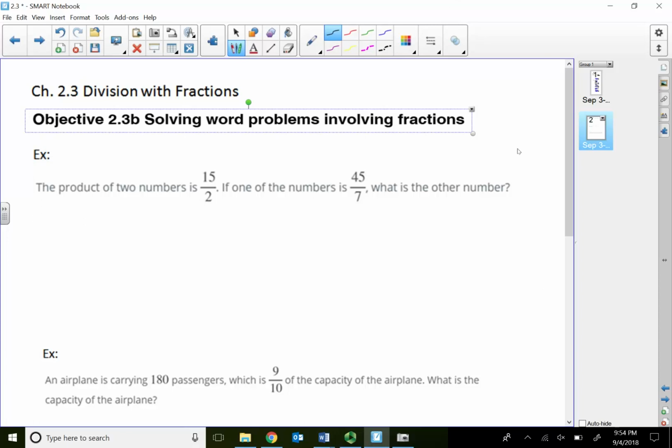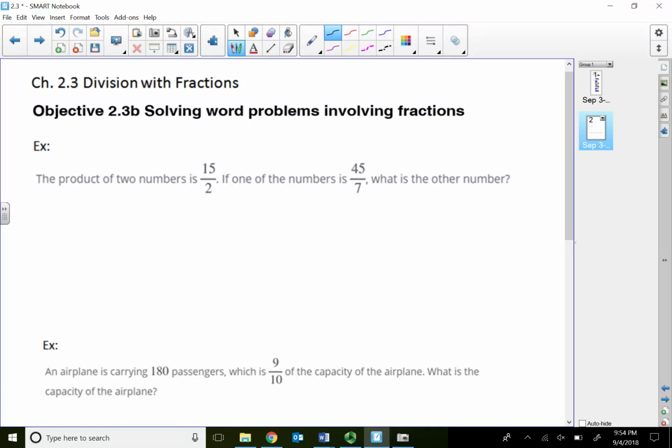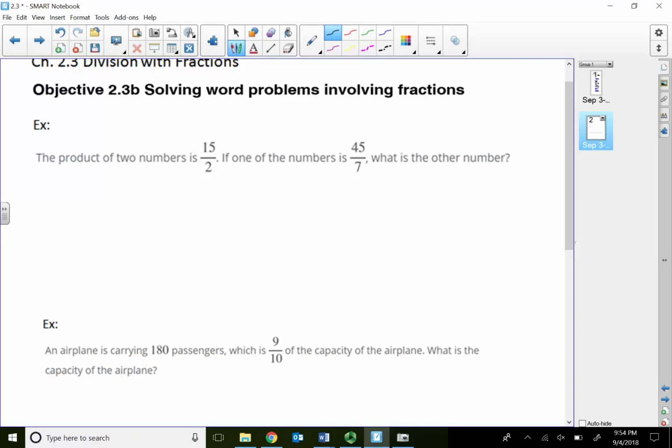to Module 2.3. In this lecture video, I'm going to show you a couple or three examples solving application problems involving fractions. So this one is a little bit of translation. I think we've done something similar to this in Module 1. Let's take a look. The product of two numbers is 15 over 2. If one number is 45 over 7, what would the other one be?